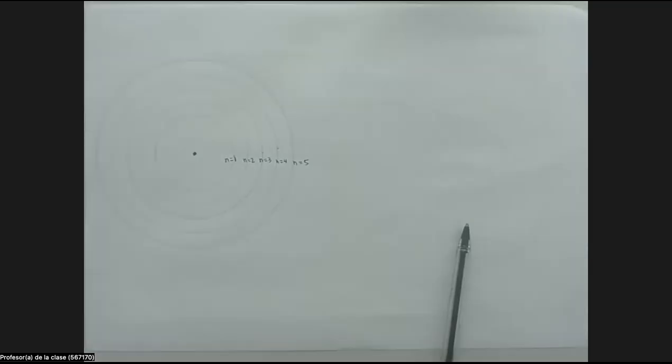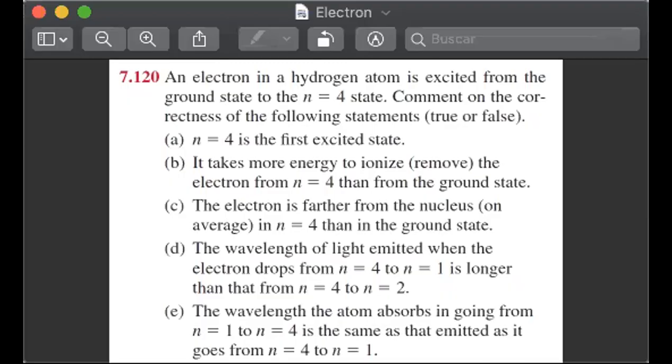So the answer will be false. C, the electron is farther from the nucleus on average in n equal 4 than in the ground state.